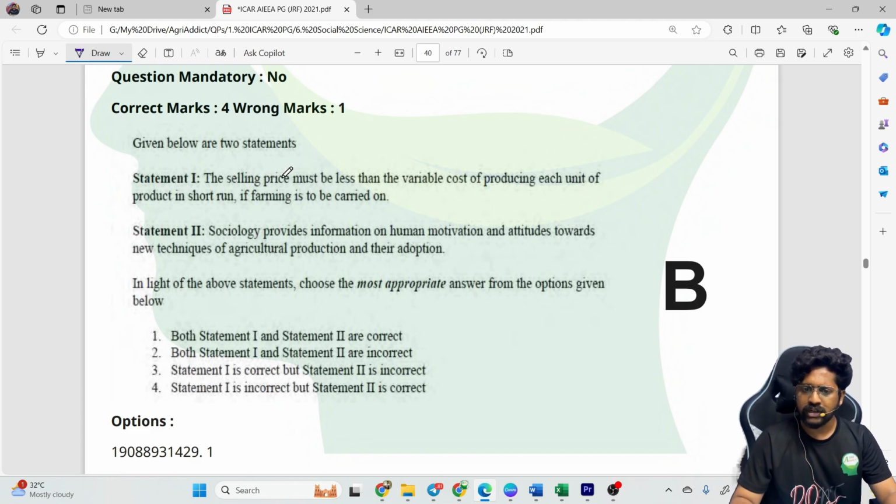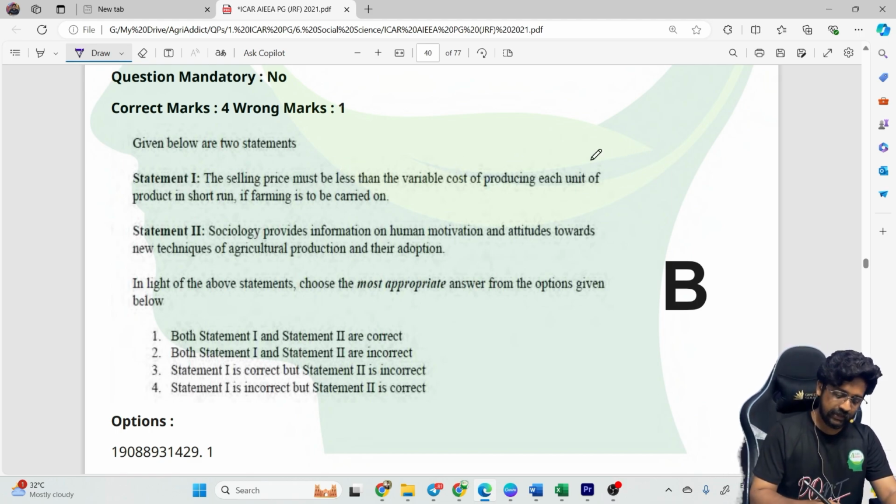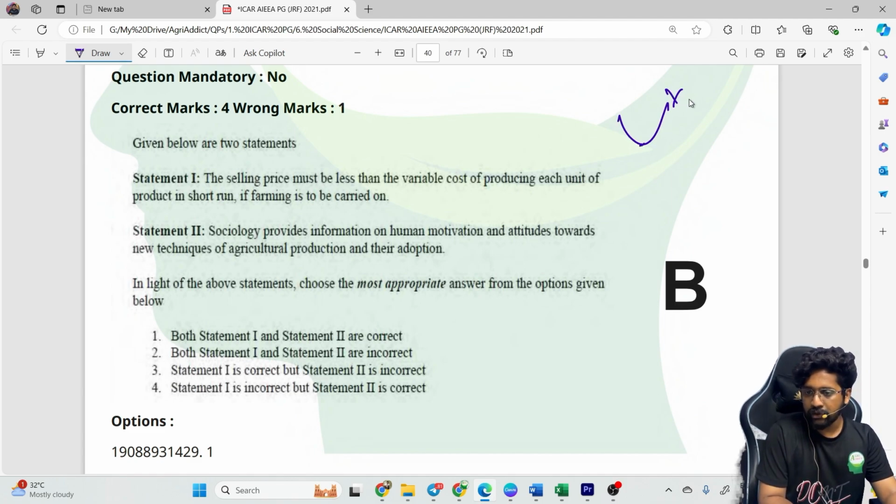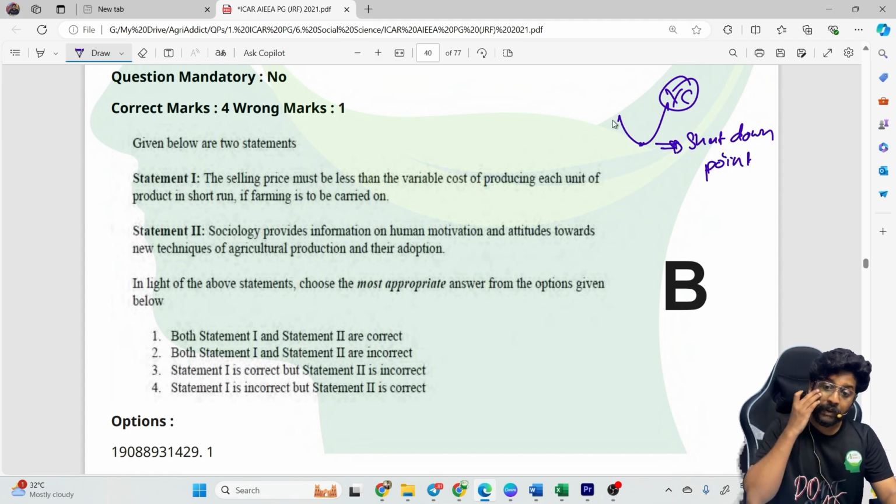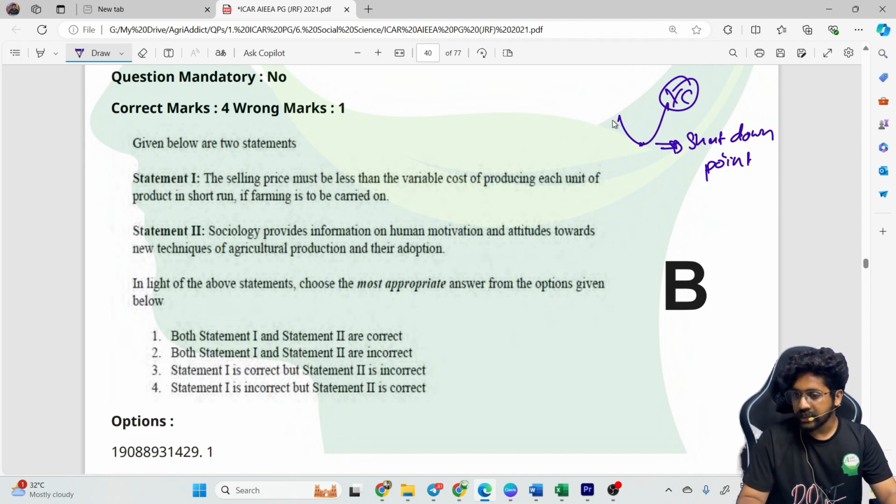Actually, statement 1 is incorrect, right? Because the selling price should be greater than the variable cost of producing, right? Because the minimum point of the variable cost curve is considered as the shutdown point. Shutdown point. So if the price cannot cover the variable cost, the business cannot be continued.